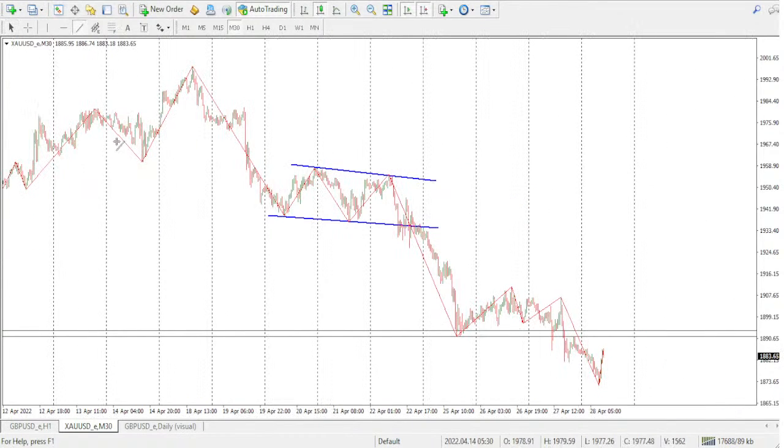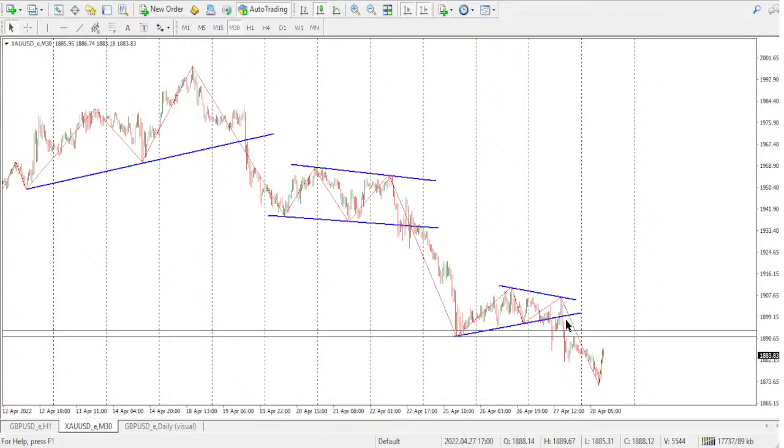So we also have another line here. This is a support. We had a support, there was this breakout, and then the price continued down. We had a support, we had a support, there's a break, so this is a good place to sell from. Then we had a support there, we had a support, there was a break.